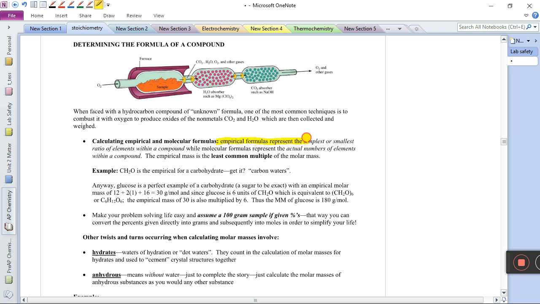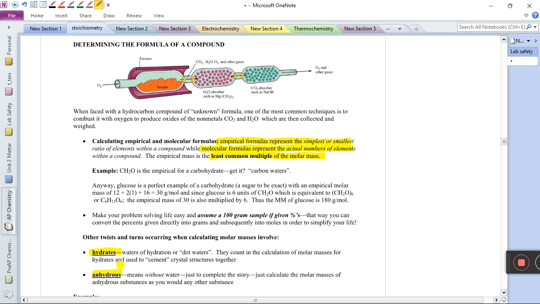Empirical are the simplest or smallest. Molecular are actual numbers. Empirical you can find with much less information. And if you want to go with some math terms, empirical is our least common multiple. All right. Other things we need to be aware of, hydrates versus anhydrous.